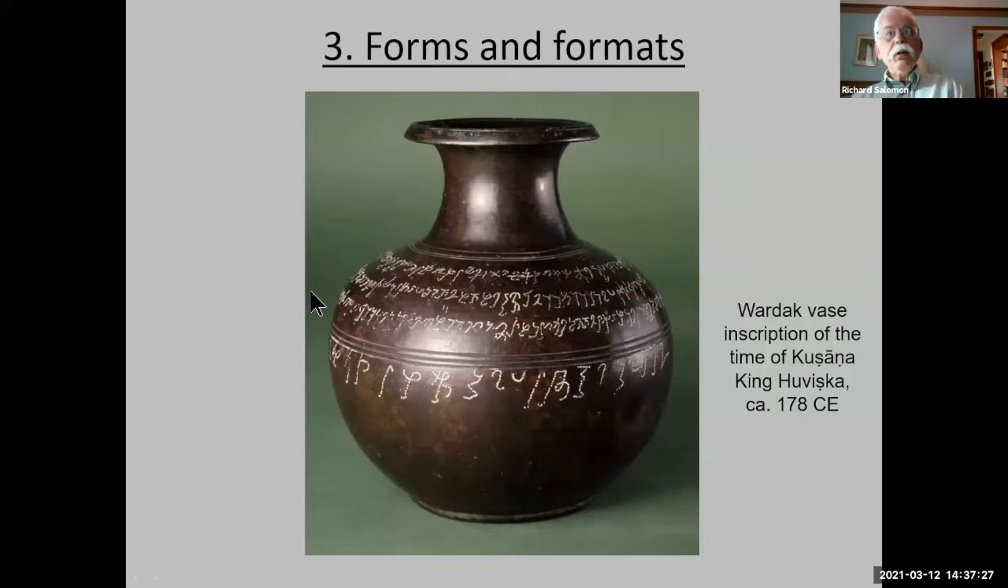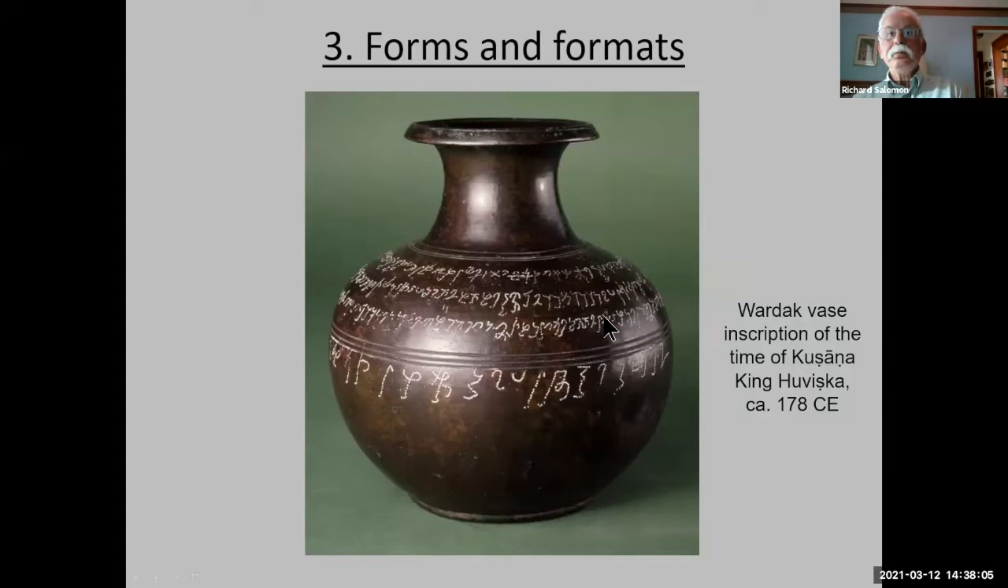So this is a beautiful example. I show it because it's famous and beautiful and important, and it's in the British Museum, so you can usually see it there if you get to go. It's not really typical of reliquaries, but it's worth looking at. This is, as the caption says, the Wardak vase inscription. Wardak is a place in Afghanistan, quite far to the west. This is actually from the very western fringe of what I call Greater Gandhara. So that's possibly why it's untypical in its format.